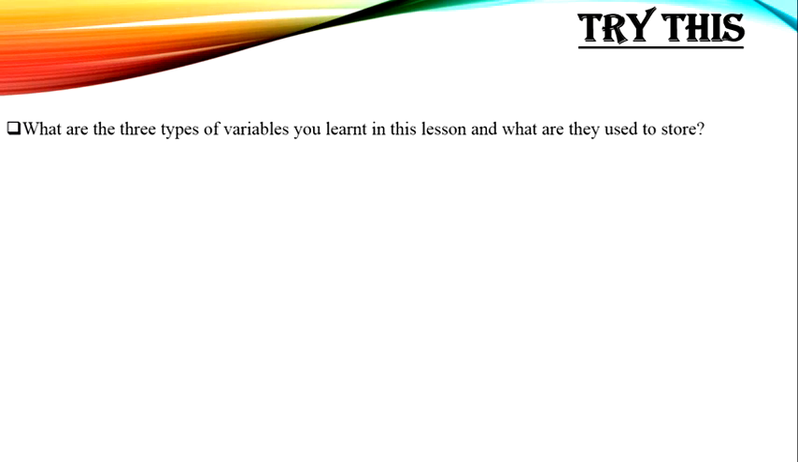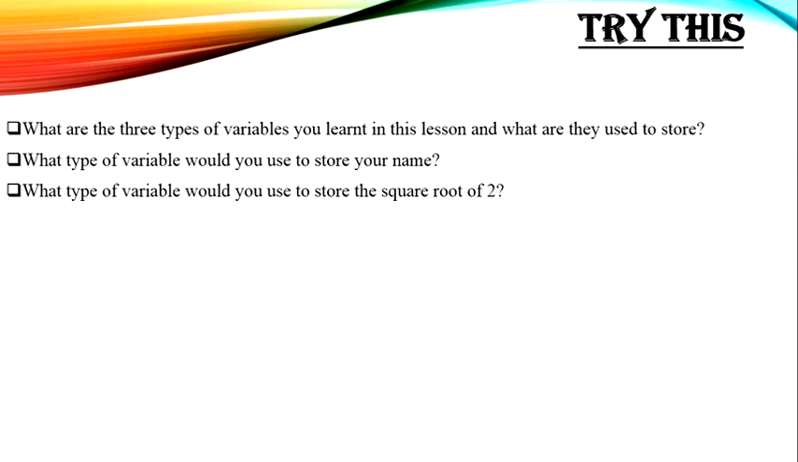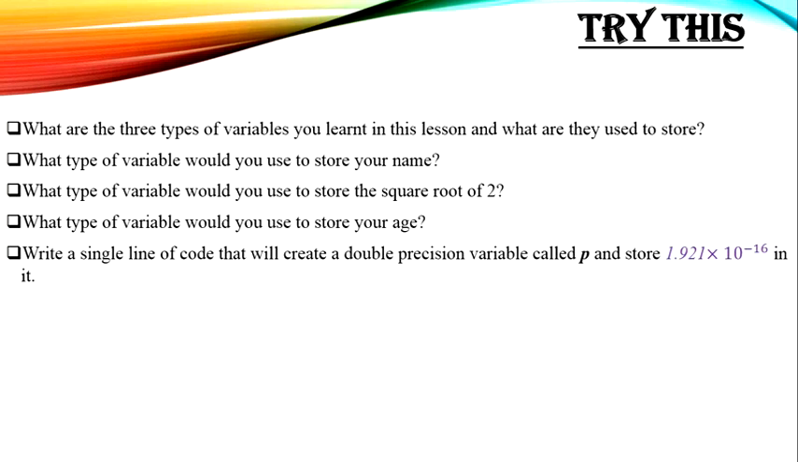So our assignment, the first one will be, what are the 3 types of variable you learned in this lesson and what are they used to store? What type of variable would you use to store your name? What type of variable would you use to store the square root of 2? What type of variable would you use to store your age?